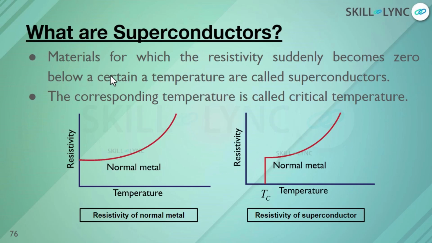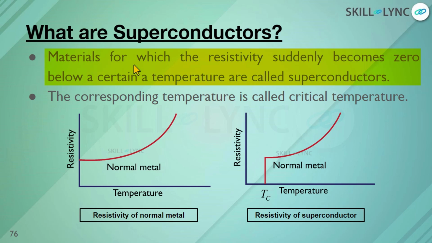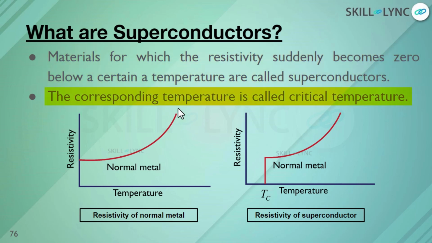What are superconductors? Materials for which the resistivity suddenly becomes zero below a certain temperature are called superconductors. The corresponding temperature is called the critical temperature. Let us find it out using the following graphs.